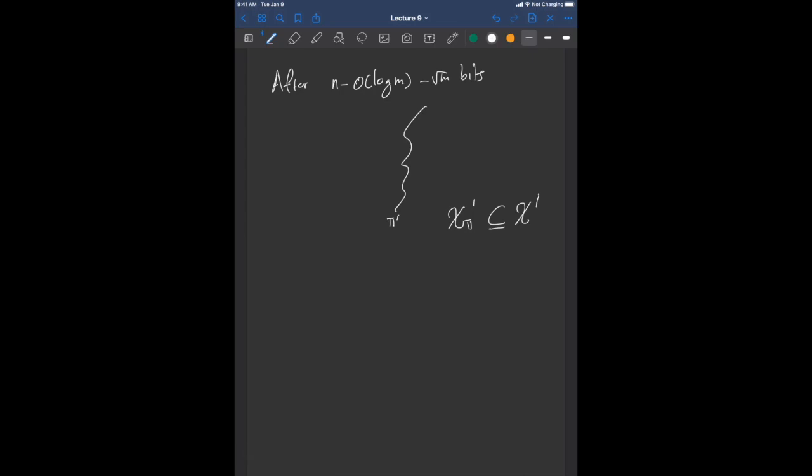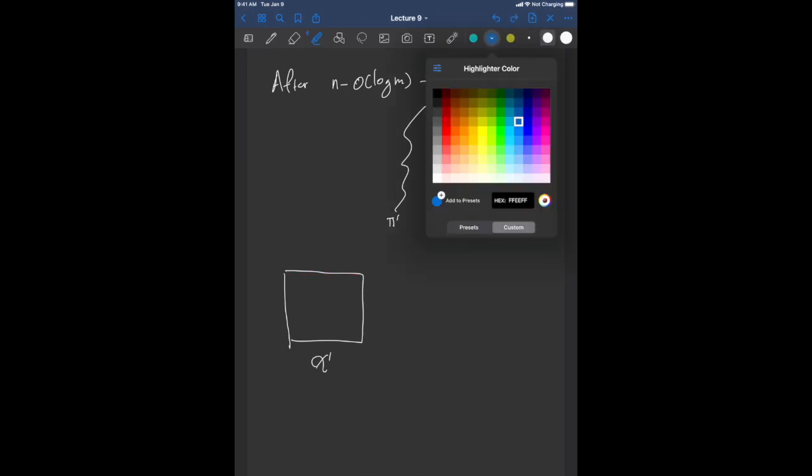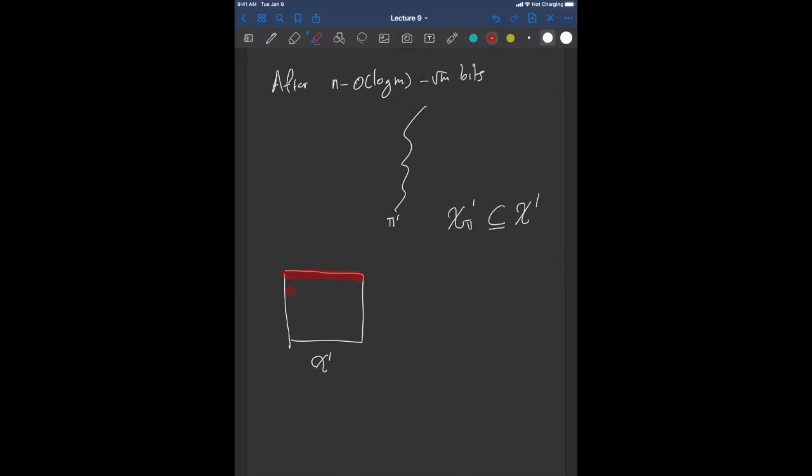And what are we going to argue? Intuitively the argument is the following. In this set x dash, there are a bunch of revealed rows. Let me just put them in red. In these revealed rows, the players maybe know a lot of information, but in every unrevealed row, they know only so much information. They only know at most square root m bits of information.